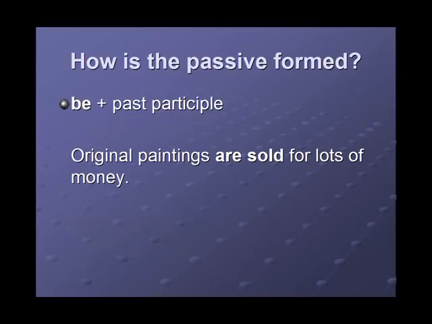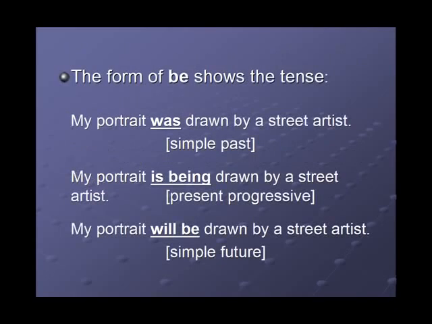How is the passive formed? We use be plus the past participle. Original paintings are sold for lots of money. Here, the form of be is are, and the past participle of sell is sold. Are sold.